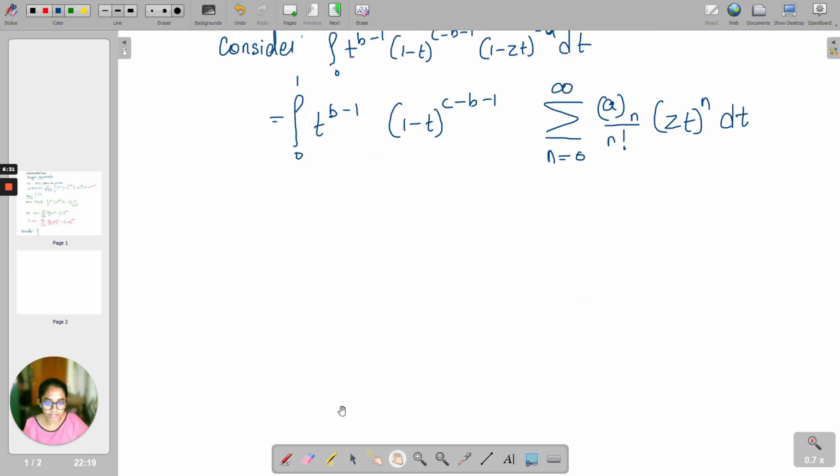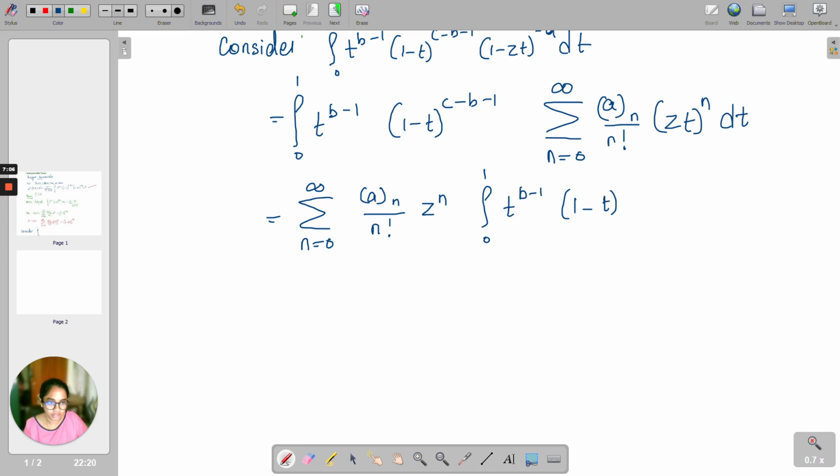Now let me take the summation first. Let me write it as the summation n equals 0 to infinity (a)n divided by n factorial z to the power n, and then the t terms: the integral from 0 to 1 of t to the power b minus 1 into 1 minus t to the power c minus b minus 1. So I have t to the power n over here, and I add it directly, so you get dt.